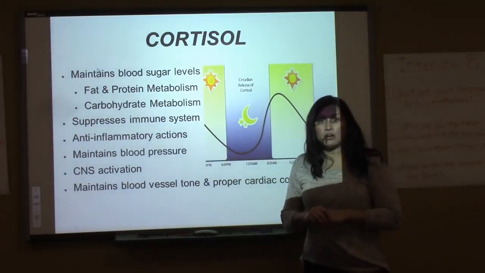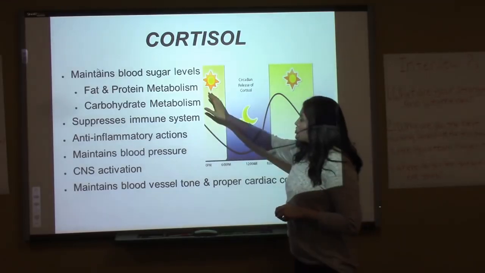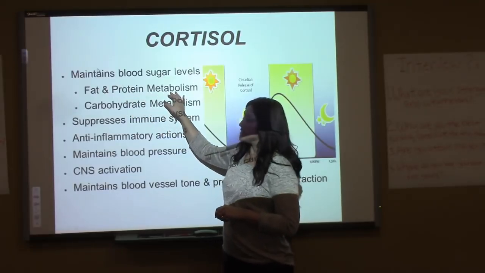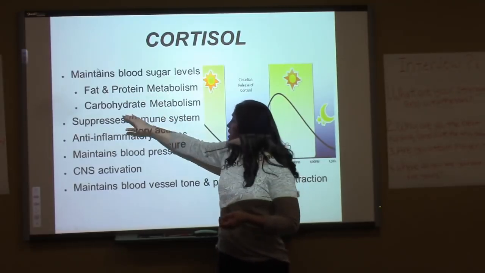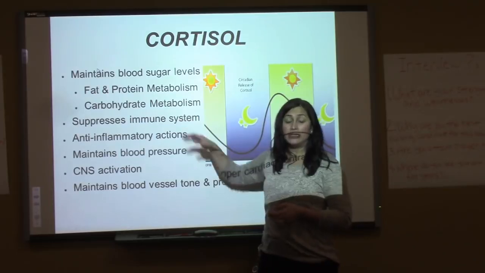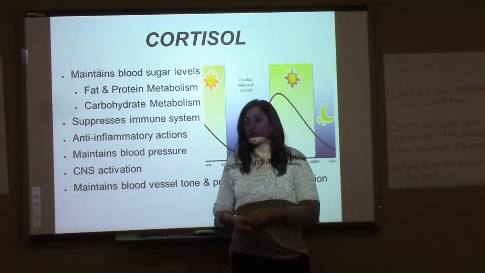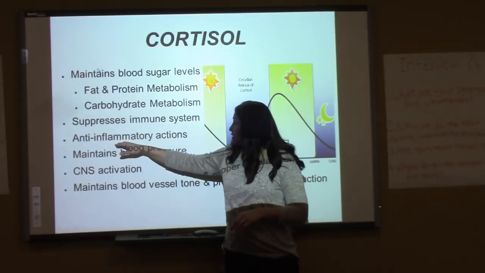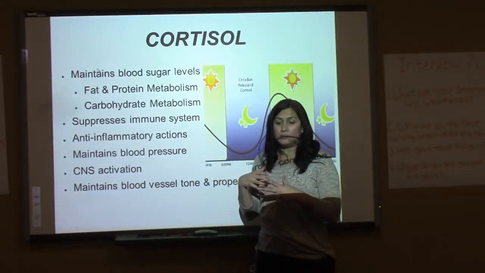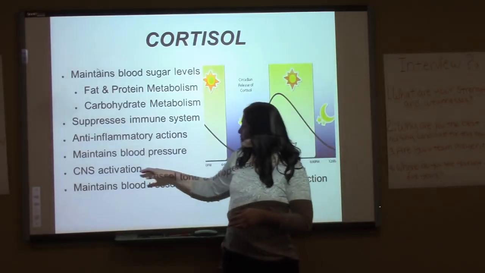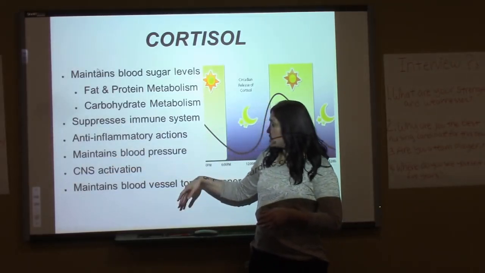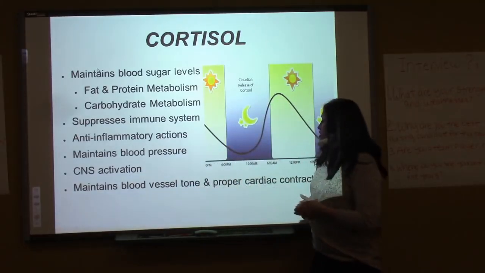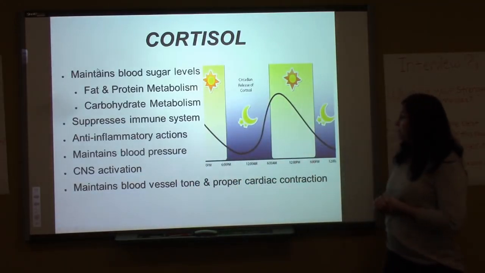Let's look at the function of cortisol. It maintains blood sugar levels. So it does fat and protein metabolism, meaning gluconeogenesis. It does carbohydrate metabolism, meaning it causes your glycogen to be broken down to glucose molecules. It suppresses the immune system. It's anti-inflammatory, so it basically suppresses your immune system as well. It maintains your blood pressure. It activates the CNS and maintains blood vessel tone and proper cardiac contraction.